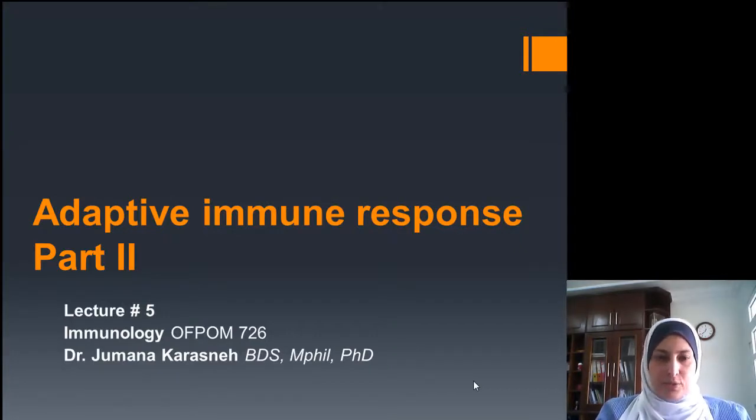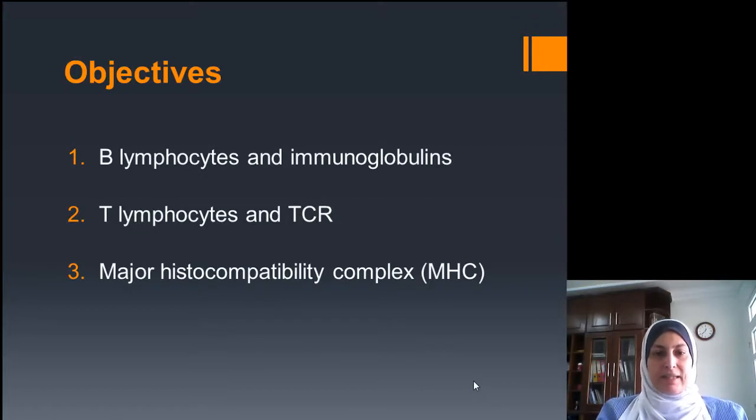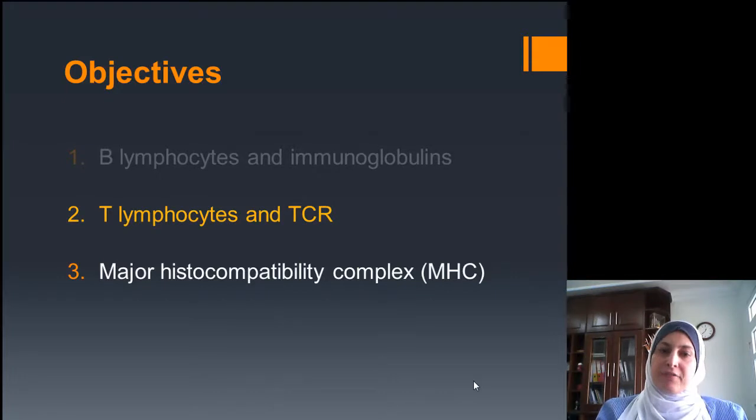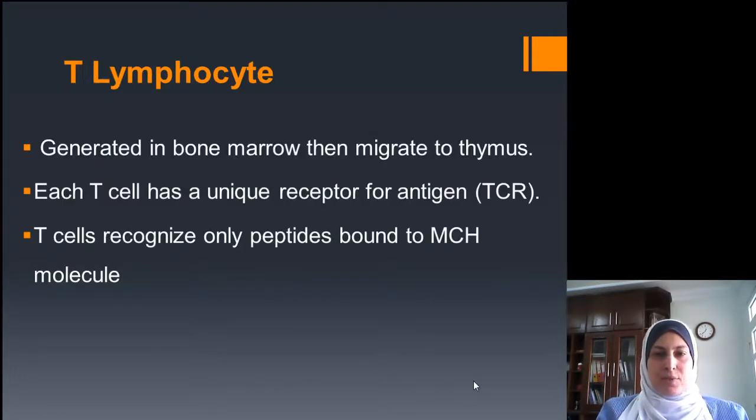So today we're going to talk about the T lymphocytes and T cell receptor, and then we're going to finish with the major histocompatibility complex. Let's talk about the T lymphocytes. All immune cells are generated initially in the bone marrow, but for the T lymphocytes, after finishing the bone marrow stage, they need to go to the thymus to continue their differentiation.